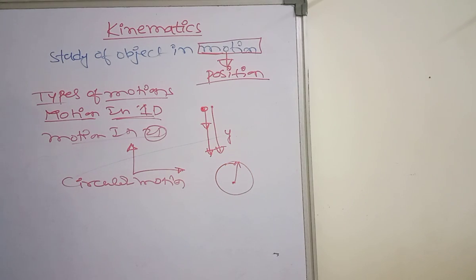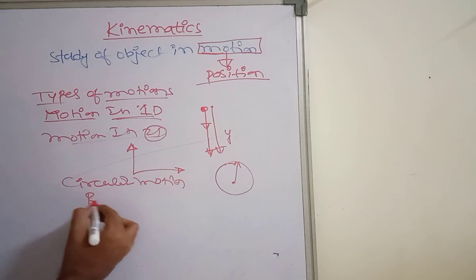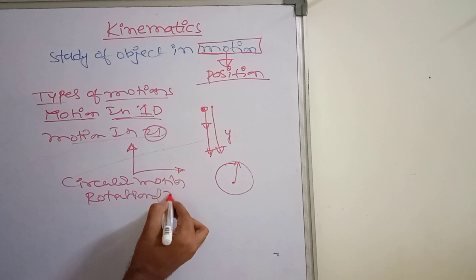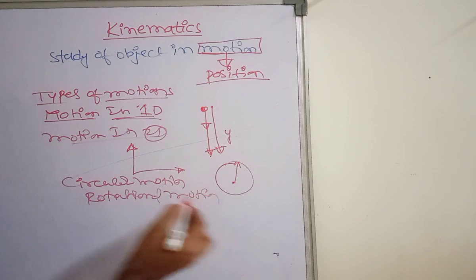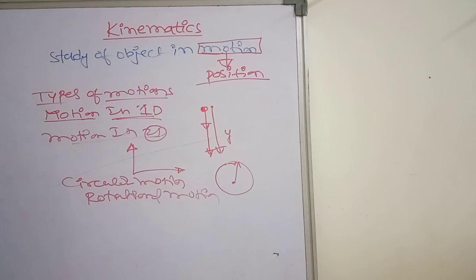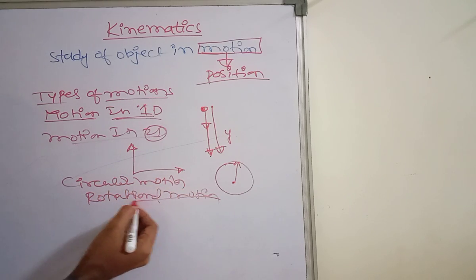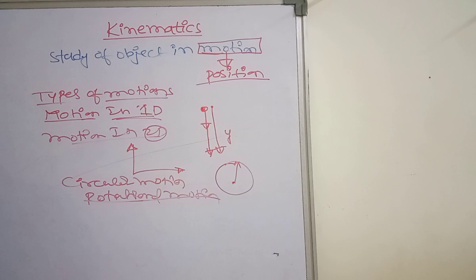Next, rotational motion. So what is rotational motion? Rotation of an object around some axis.